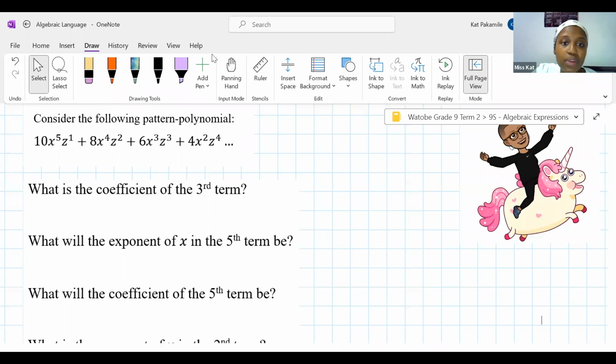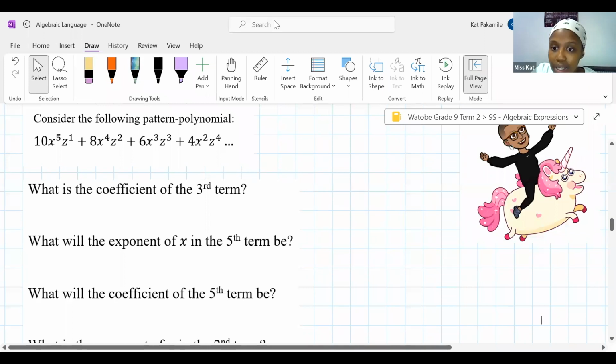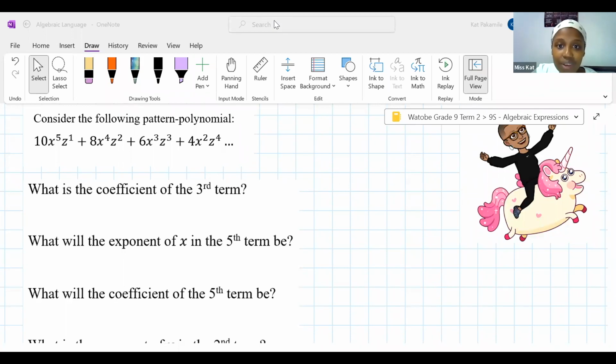Okay, what is the coefficient of the third term? I see hands going up. Hello, Sia. Both Sia's hands are up again. It is 6. Thank you very much. So the coefficient of the third term, 1, 2, 3, is 6. Beautiful. Okay, Sia number 2 ran away. Never mind.